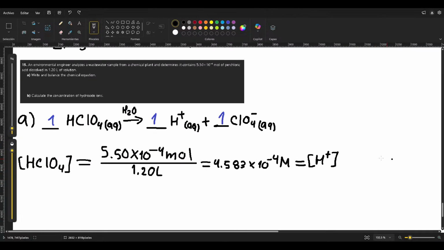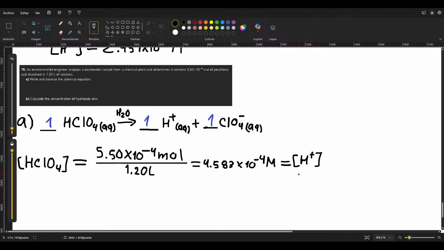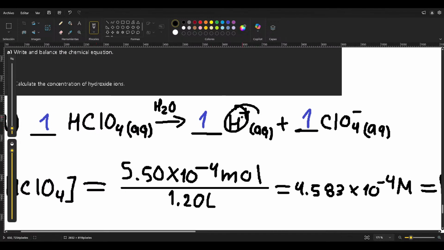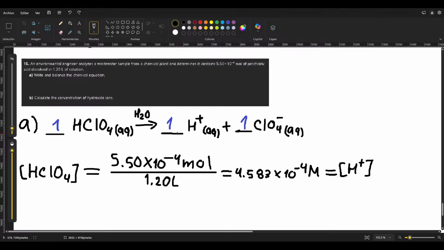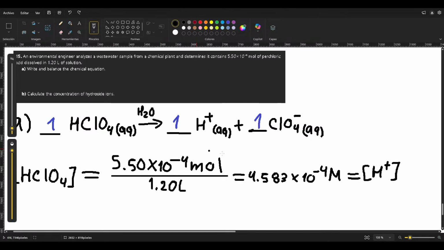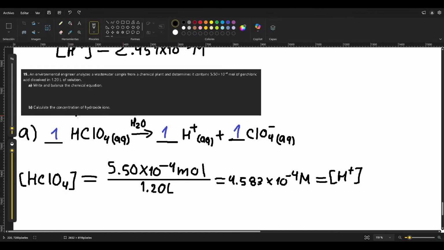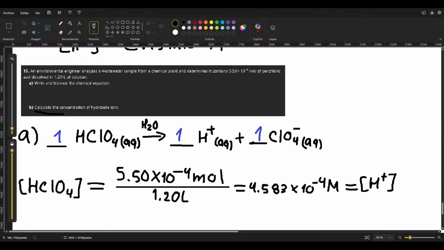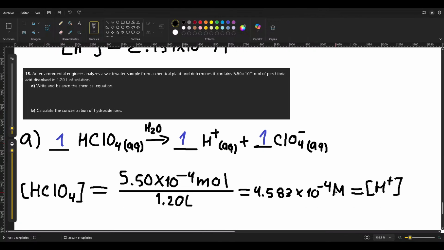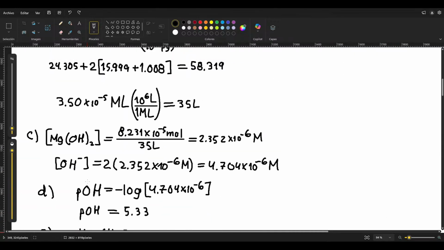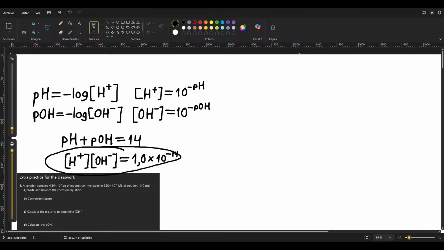Hydrogen ions, why not? So why this specifically and not OH? Because this is an acid, and acids have these hydrogen ions. Do you understand what I'm saying? Yeah. Okay, but they ask us for the concentration of hydroxide ions. So we have the concentration of hydrogen ions. We can use this formula to get the concentration of the other ions, in this case hydroxide ions.